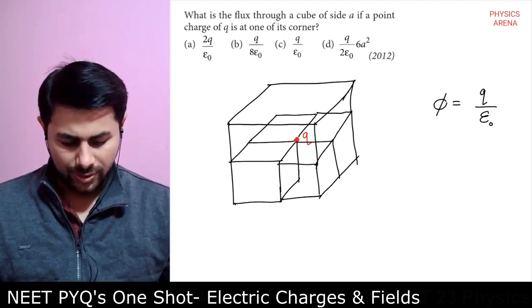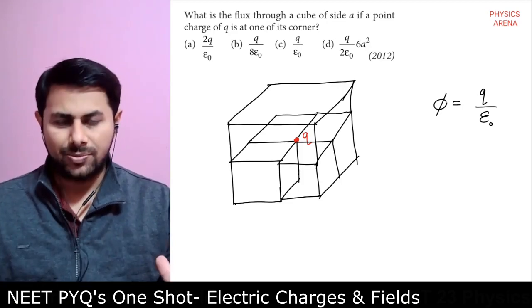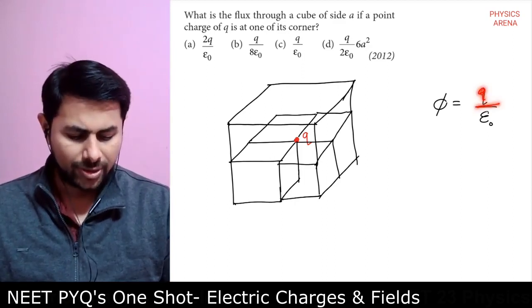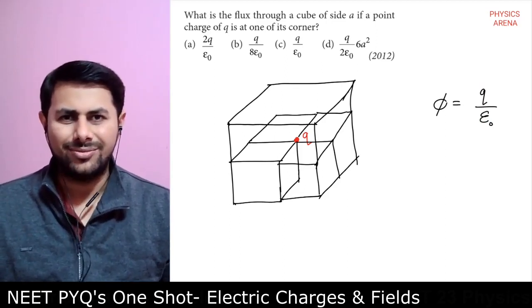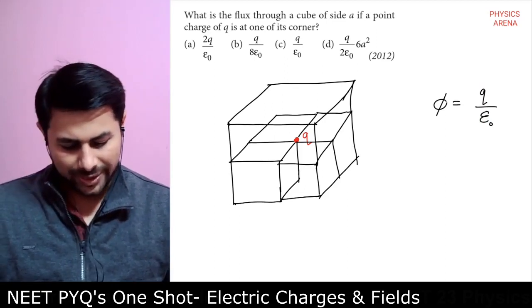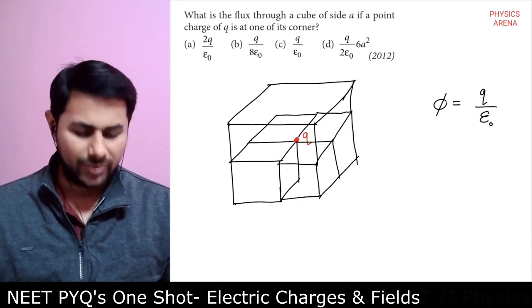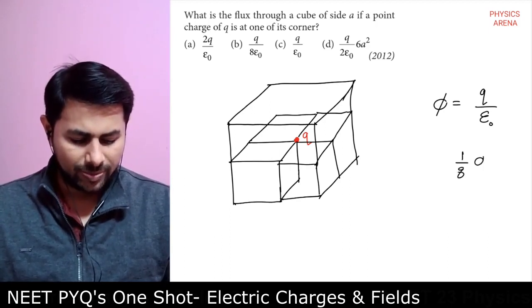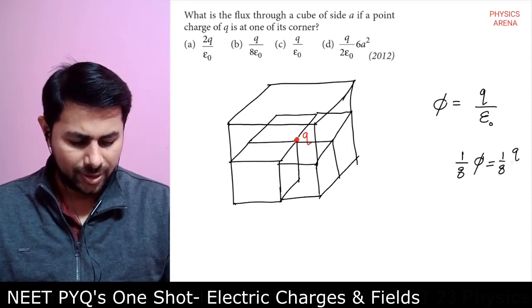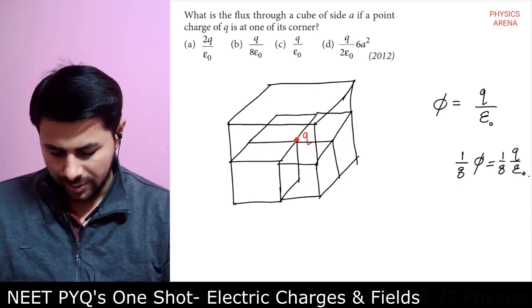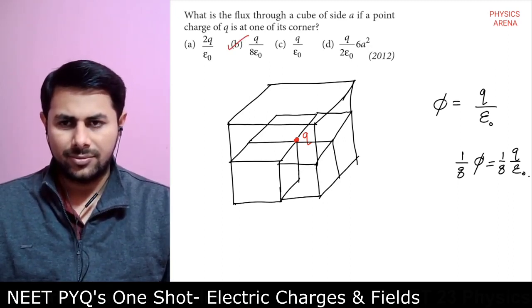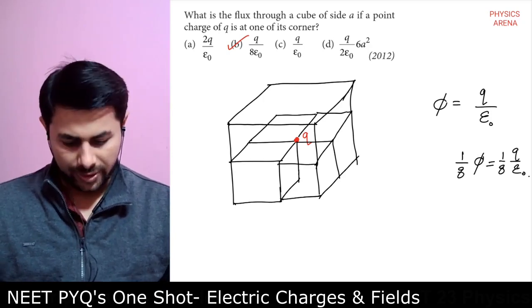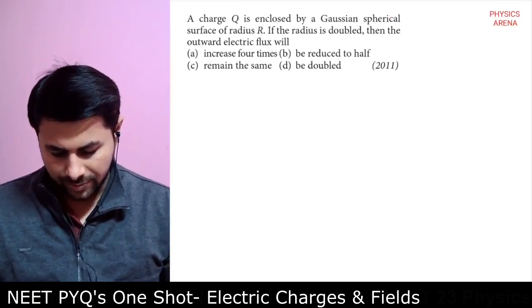So now the flux through these 8 cubes is equal to q upon epsilon naught. So the flux through one of those 8 cubes will be 1/8 of this phi, that is 1/8 of q divided by epsilon naught. So option B is the answer. Got this? Yes, no? Okay, good. Let's see the next question.